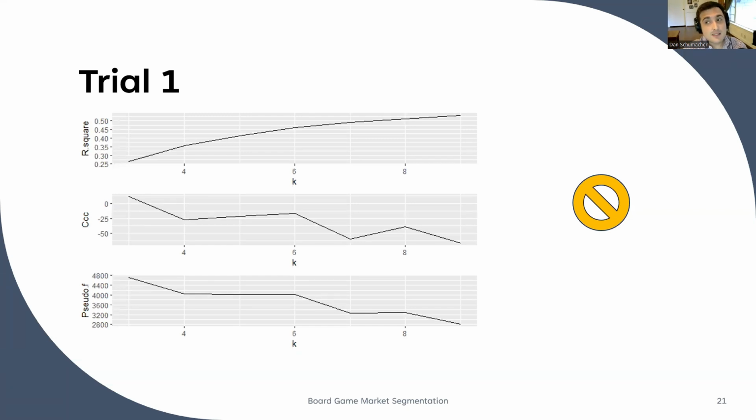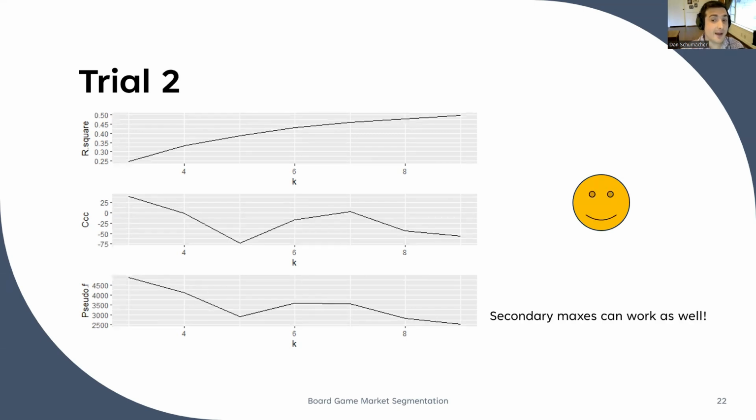Trial number 1, I wasn't a fan of, only because the first local max is at 3 clusters, and that's not as many clusters as I'd like to explain the thousands of variables and individuals in our data. So let's move on from that. Cluster number 2, I did like.